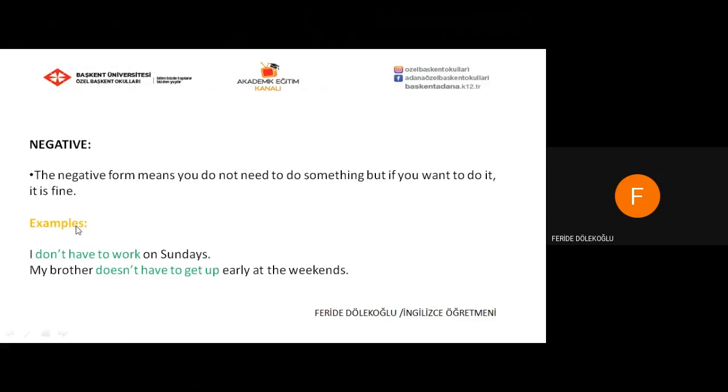Now, I want you to remember present simple rules. If you want to make a negative sentence with have to, with I, you, we, they, you will use don't. With he, she, it, you will use doesn't. And in the negative form, we don't use has to, we need to use have to with verb one. You don't have to sleep early today.